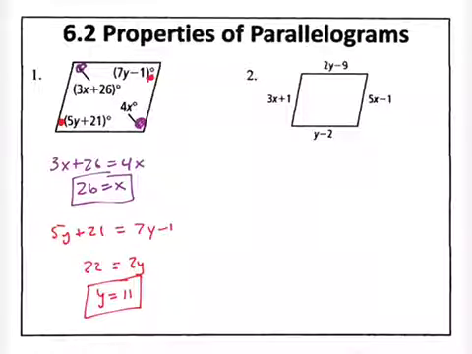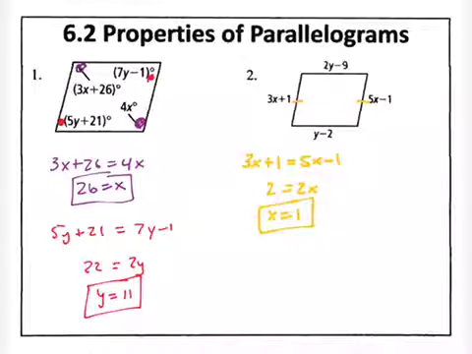Question 2 goes back to the base information for a parallelogram. Opposite sides are congruent. So to solve this, we'll take 3x plus 1 equals 5x minus 1. We'll subtract 3x over, add the 1 over. You're going to get 2x equals 2. In this case, x equals 1.